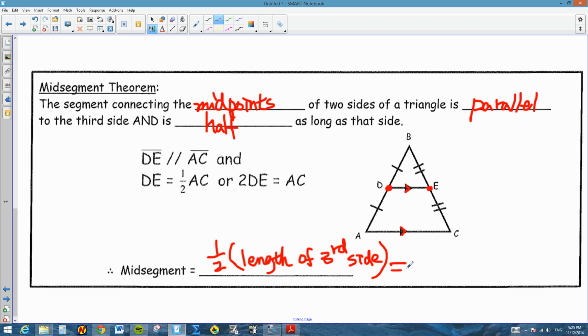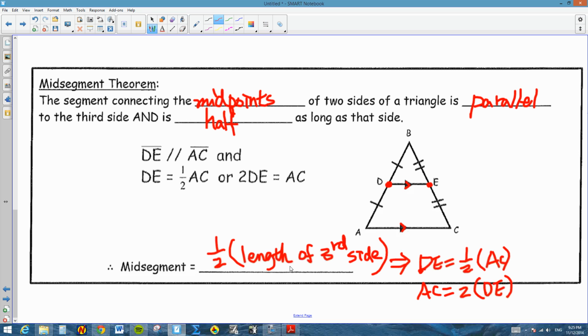So that is also, if you can write a symbol, the length of BE in this case will equal 1/2 of the length of AC. You can also say that the length of AC will equal 2 times BE. So that's the equation for the midsegment theorem.